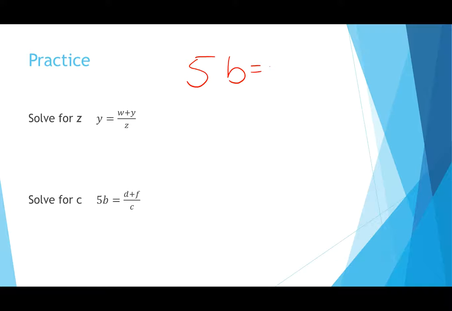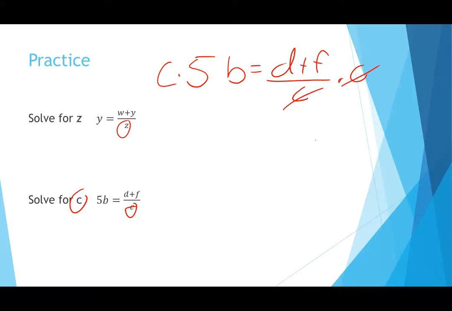So 5b equals d plus f over c. And we're going to solve for c. So c is very similar to the z in the last problem because it's in the denominator. So just like before, we need to get c out of the denominator. Denominator, again, means dividing by c. So we can multiply by c to cancel it out. But don't forget to do it on both sides.